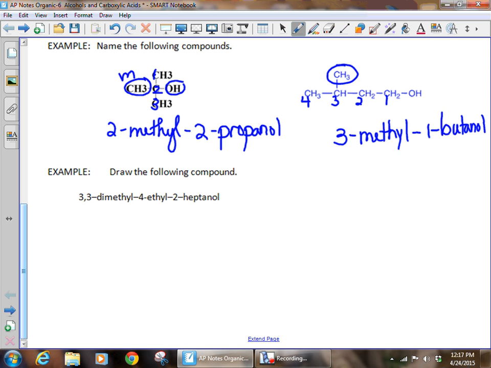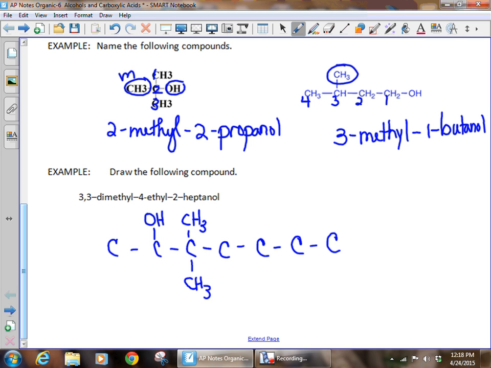And let's draw one. Okay, first of all, it's 2-heptanol. So let's draw our 7 carbons. And it's 2-heptanol, so it looks like the OH group is on the 2nd carbon. 3,3-dimethyl, looks like we've got a methyl group twice on that 3rd carbon. So we've got 2 methyl groups on the 3rd carbon. We've got an ethyl group on the 4th carbon. I could write it out or I can write it up. Either way will work. So there's the ethyl group. And now I need to just fill in my carbons.